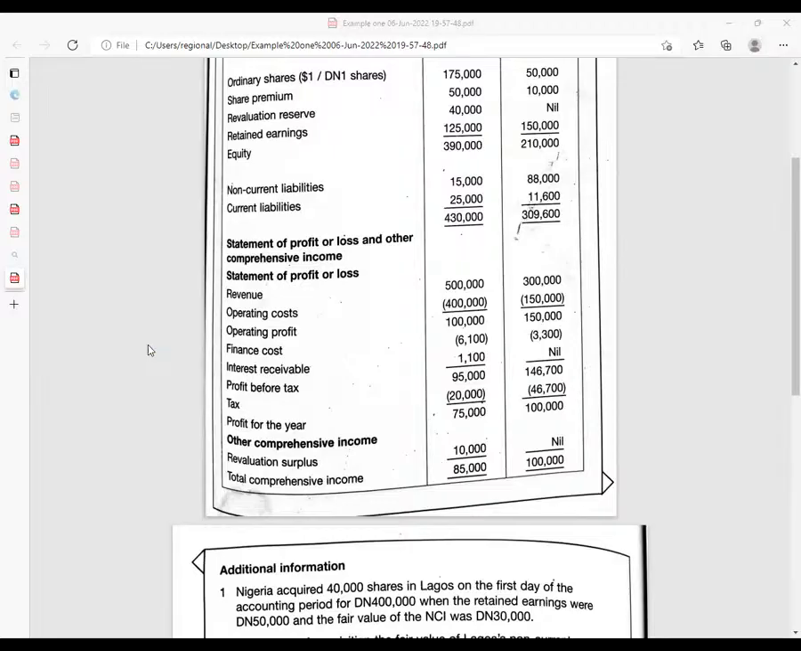So under other comprehensive income, ladies and gentlemen, what else have they given us there? Under other comprehensive income, I have revaluation surplus. And I'll be bringing here the group exchange gain. Very important. Group exchange gain for me to be able to get what we call the total comprehensive income.